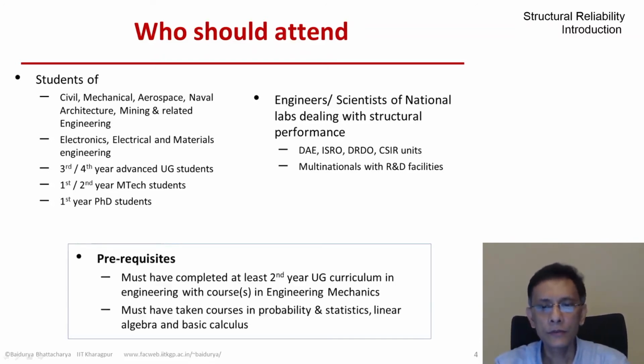Now, in terms of the prerequisites, the student should have completed at least their second year undergraduate curriculum in engineering with at least one course in engineering mechanics, and should have taken a course in basic probability and statistics, a course in linear algebra, and a course in basic calculus.